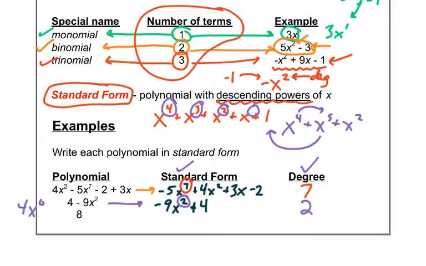How about just 8? What a strange one to deal with. Again, it's just a number, so you can think of it as 8x to the 0. There's no order here because it's only one term, so the standard form would still just be 8. But look at it, now that I wrote 8x to the 0, can you see that the highest power is the 0? So this is a degree of 0. It's not a degree of 8. Careful. 8 is the coefficient.